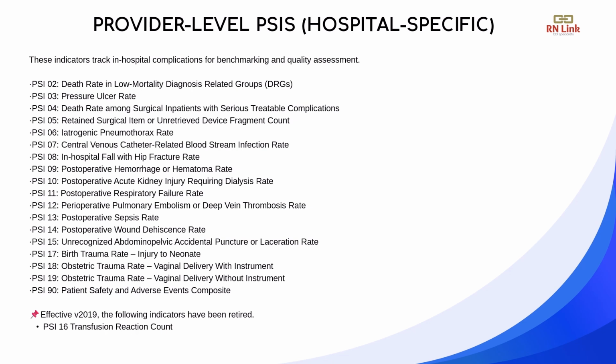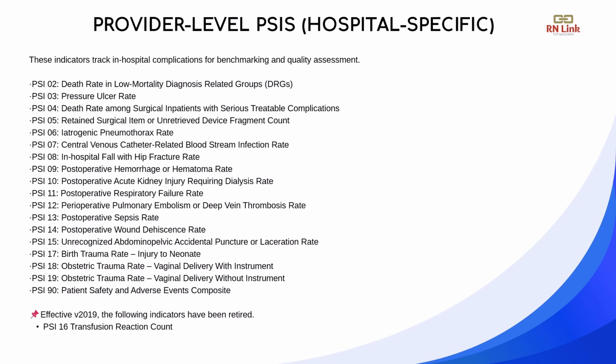PSI 06, iatrogenic pneumothorax rate. PSI 07, central venous catheter-related bloodstream infection rate. PSI 08, in-hospital fall with hip fracture rate. PSI 09, postoperative hemorrhage or hematoma rate. PSI 10, postoperative acute kidney injury requiring dialysis rate. PSI 11, postoperative respiratory failure rate.